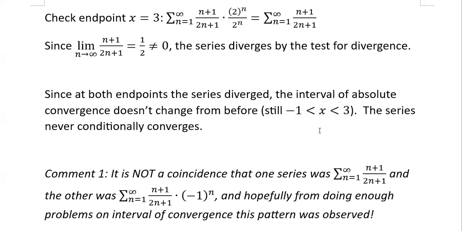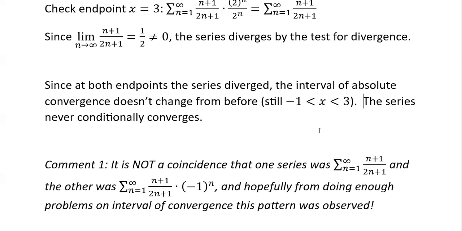Okay, so I have two comments now. Comment number one. It's not a coincidence that one series was n+1 over 2n+1. This was endpoint x is 3, and the other one was just a changing sign. It's not a coincidence. And hopefully from doing enough problems on interval of convergence, you recognize this pattern. Hopefully you're not just blindly going through the motions and not thinking about the problems and trying to realize possible patterns to help speed you up. So that's comment number one.